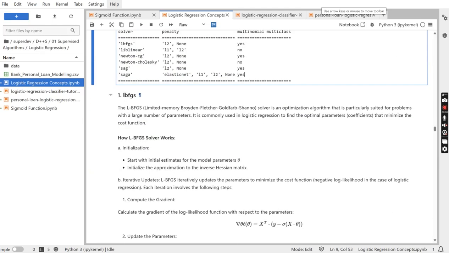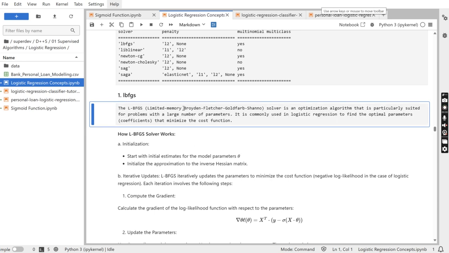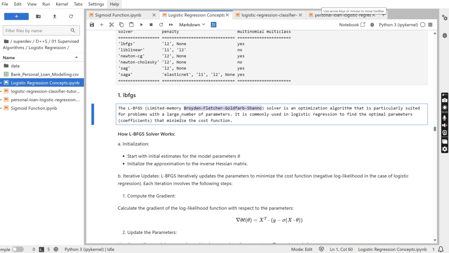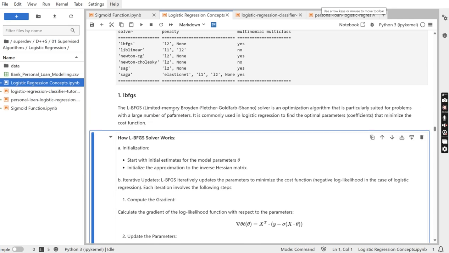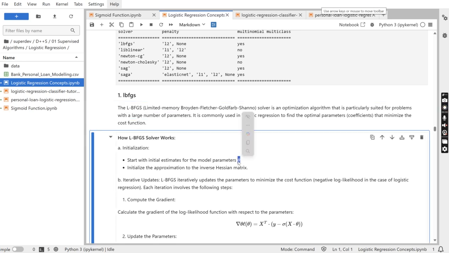Next, let's look at what LBFGS is. LBFGS stands for limited memory. That much you remember, the rest are the names of the scientists who came up with this. Limited memory means it is a solver that uses very little memory, and it is best suited for a large number of parameters. It can be used to find the m values. Theta means m, remember, it is used for finding the m values.